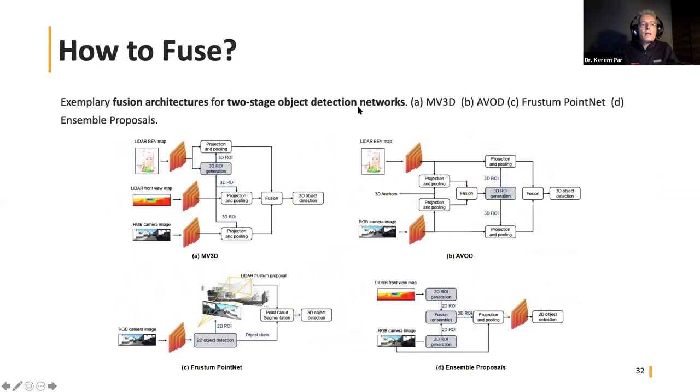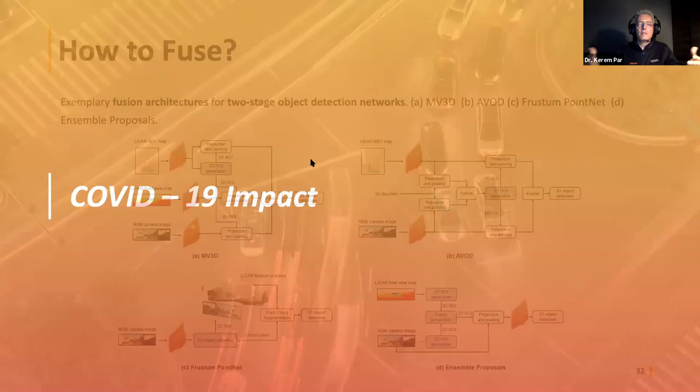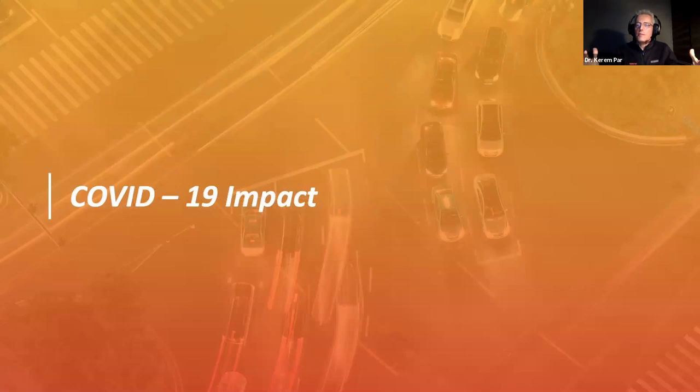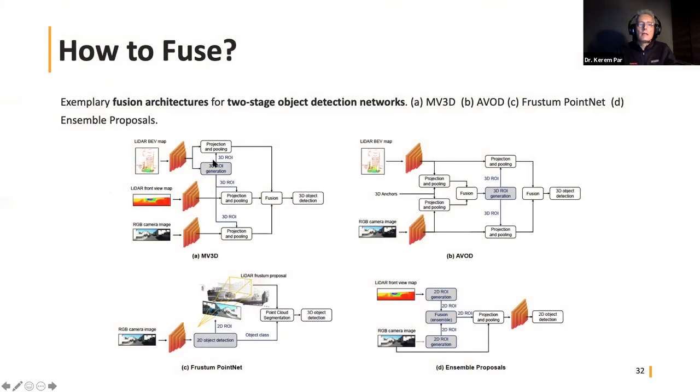When we come to the how-to-fuse question, we should decide on what type of fusion operations we should use: addition, averaging, ensemble, concatenation, mixture of experts, etc. So after answering all those questions and choosing the appropriate options, we come up with a fusion architecture. We can have various fusion architectures. We can see some examples here just for fusion of two modalities, LiDAR and camera.